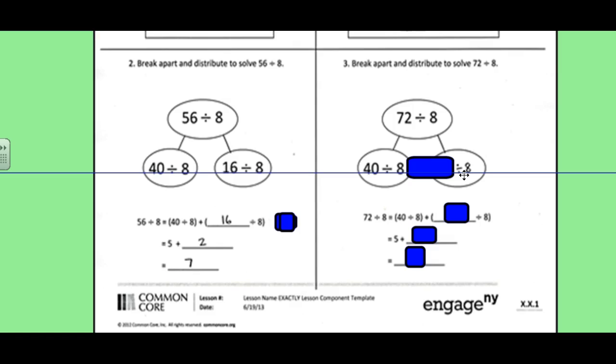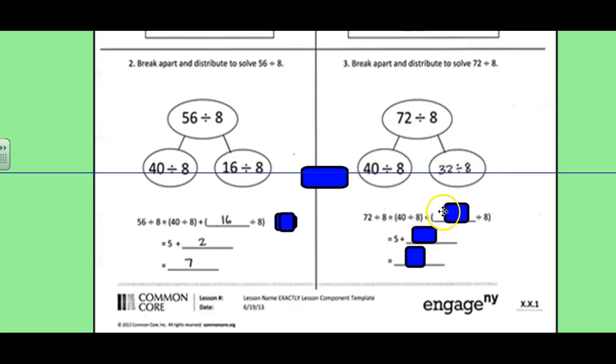So you have to ask yourself, what can you add to 40 that's going to give you 72? Because that's going to give you what goes in this blank right here on the number bond. So I want you to figure that out and write that on your paper. Push pause to do that. I know that 40, if I add 32 to it, it would give me 72. So in this blank right here, I'm going to have 32 divided by 8.